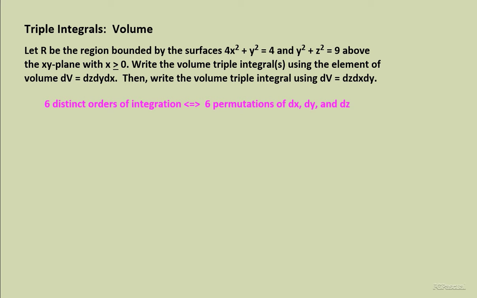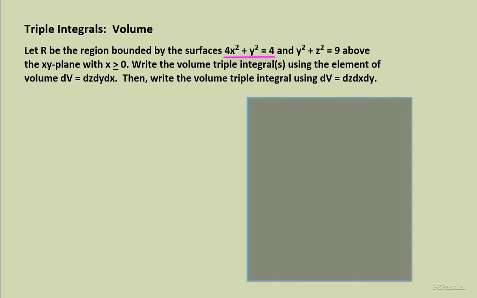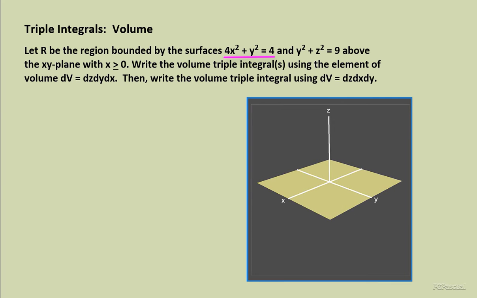To see what the solid looks like, let us sketch the bounding surfaces, starting with the surface 4x squared plus y squared equals 4. On the xy plane, the graph of this equation is an ellipse, as shown in the image on the right. As an easy elementary exercise, the viewer can check that this ellipse has a major axis of 2 along the y-axis and a minor axis of 1 along the x-axis.